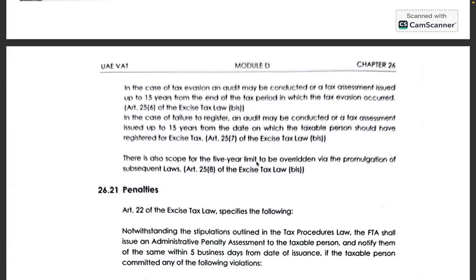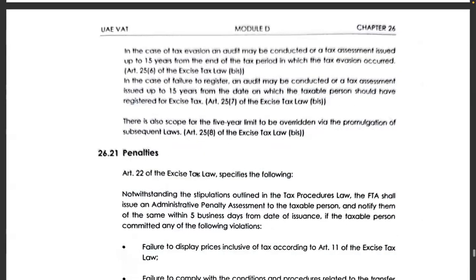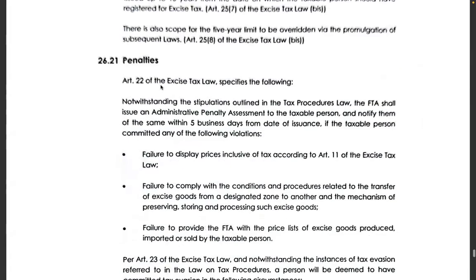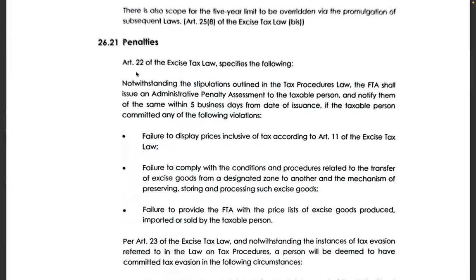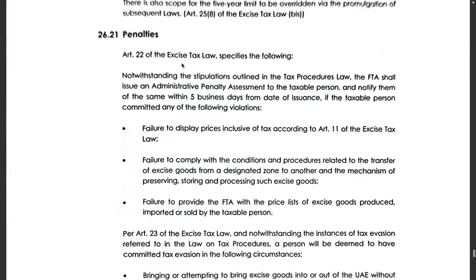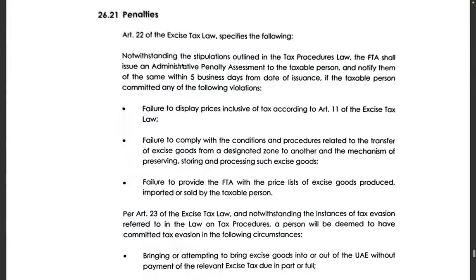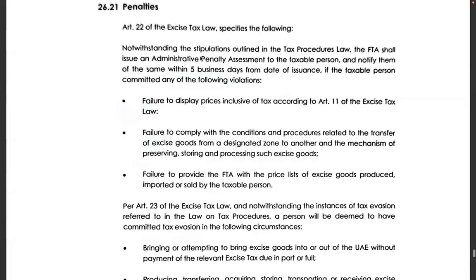There is also scope for the 5-year limit to be overridden via the promulgation of subsequent laws. So later on, any law may come in which may override the 5 years. So some penalties have also been addressed. Article 22 of the excise tax law specifies the following.